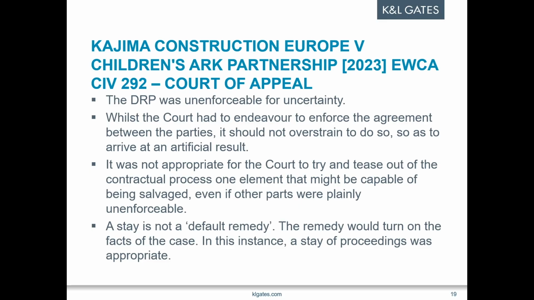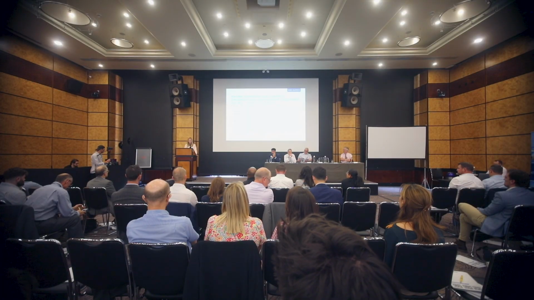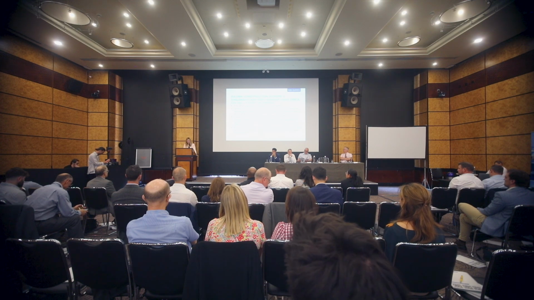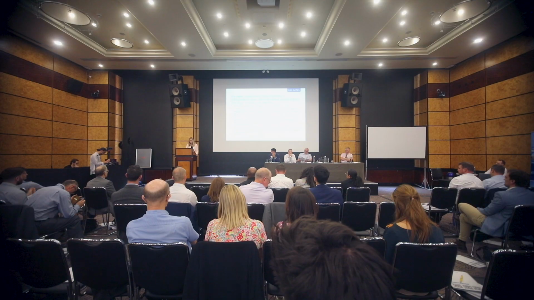But another interesting point here is the fact that a stay was found not to always be the default remedy. So this means that if there's a dispute resolution procedure in the contract that hasn't been complied with, then it could, in certain circumstances, mean that a claim is struck out for the fact that that has not been complied with. So that's a particular warning to anyone bringing those kinds of claims and nearing the end of the limitation period. They may not necessarily be protected.